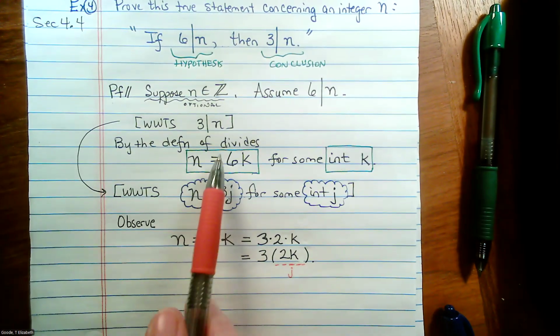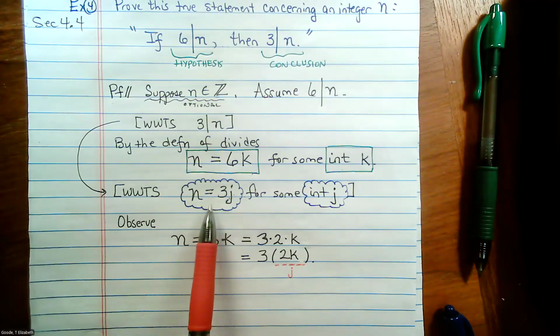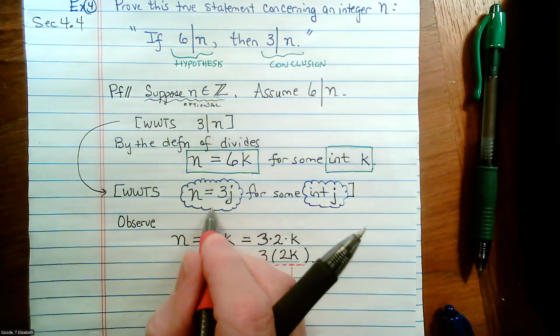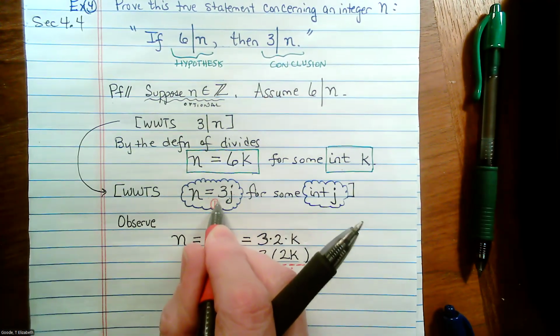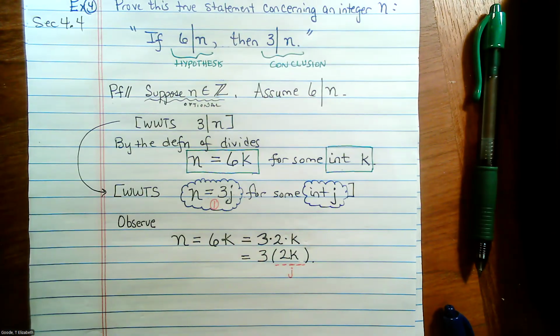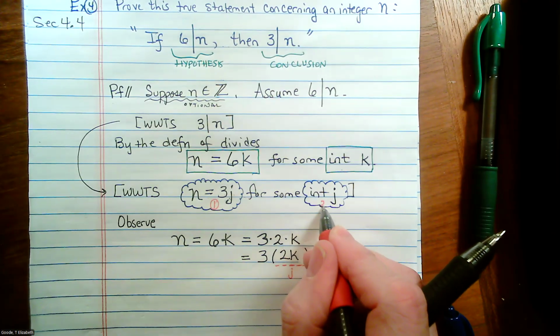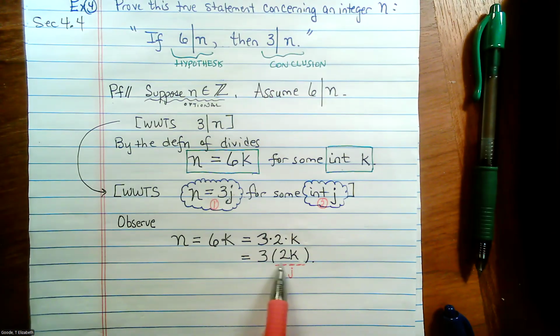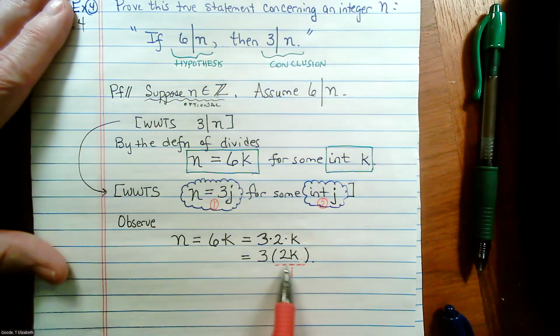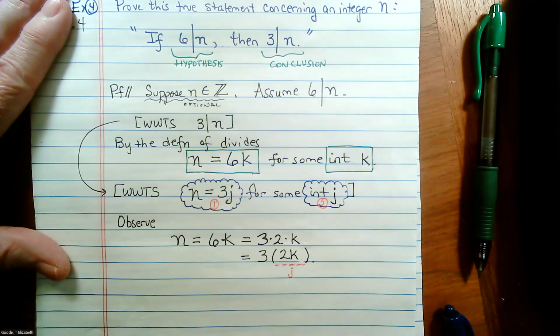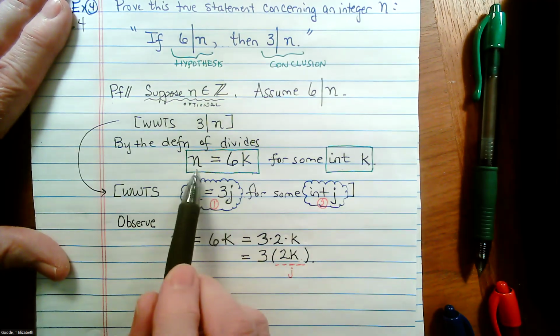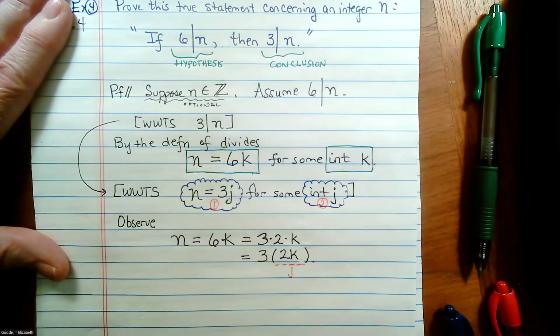All right, so we've got part one of our wish. See, this is part one of our definition of 3 dividing n. But now we've got to deal with part two. So we've got to talk about this quantity that's our j quantity. So what should we say? Have we used all of our proof money yet?